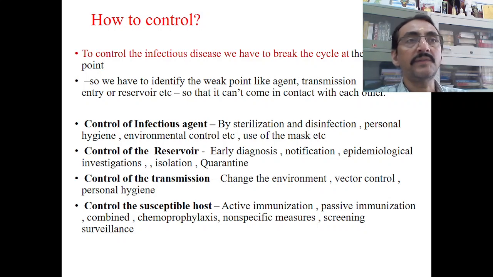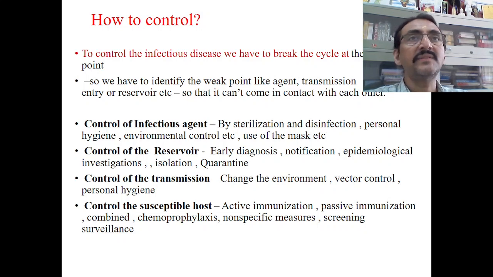Third one is control of the transmission. From the reservoir, that particular infectious agent, how it is transmitted to another body. So how will you control it? You have to go for vector control. Yes, you can have control over the mosquito spread or mosquito breeding or some other factors. So you can change the environment, vector control, personal hygiene. So this is how you have to block the transmission.